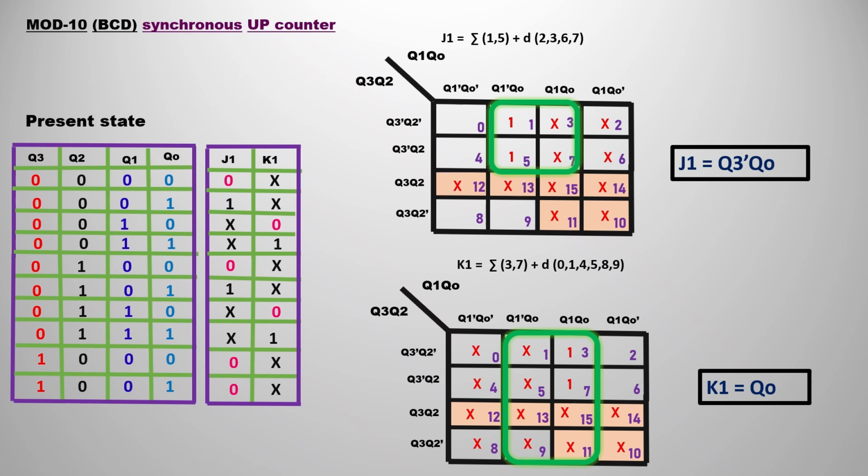If you group them, you can observe that 1, 3, 5, 7 made as a group. That is J1 is equal to Q3 bar Q0 can be made as an expression. So for the K1 expression, you are going to make a group of 8 elements. That is, we can have the simple expression K1 is equal to Q0. So for the third flip-flop, inputs also completed. The expression we got.